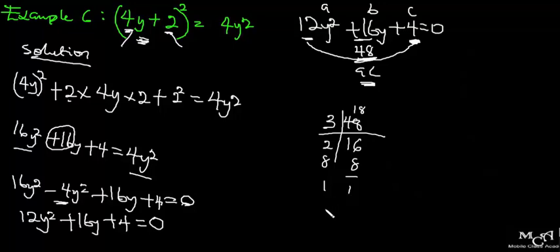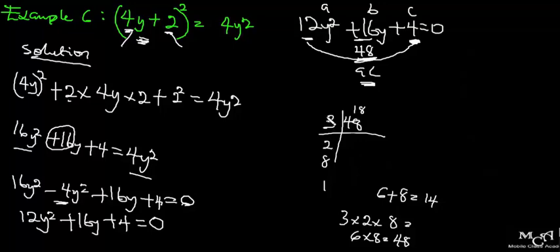So at this point, I have 3 times 2 times 8. 3 times 2 is 6. 6 times 8 is going to be 48, right? Then 6 plus 8 is going to be 14. I'm looking for 16, not 14. So what should I do? I'm going to look for another value. Now, instead of using 3, I'm going to use 4. 3 can't give me what I want, so let me use 4.